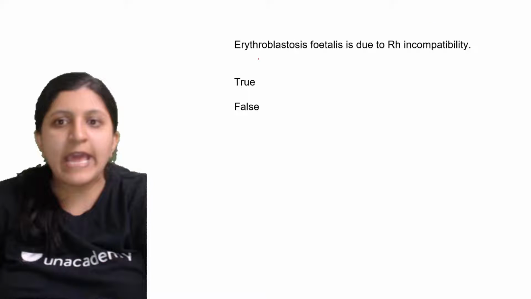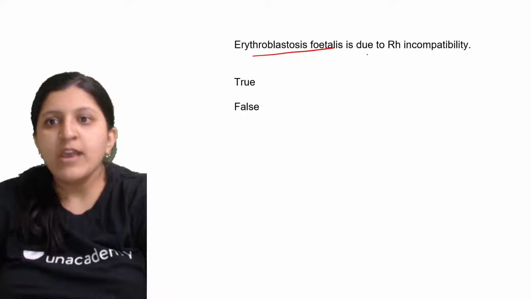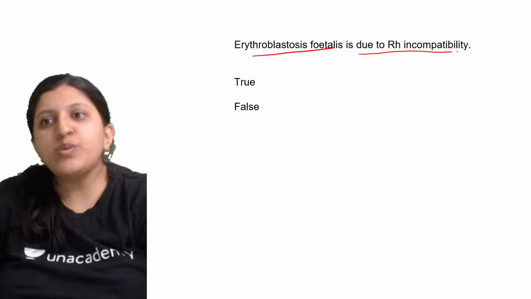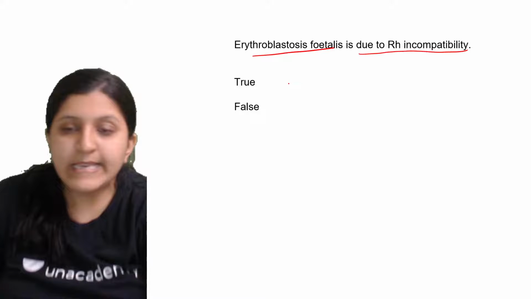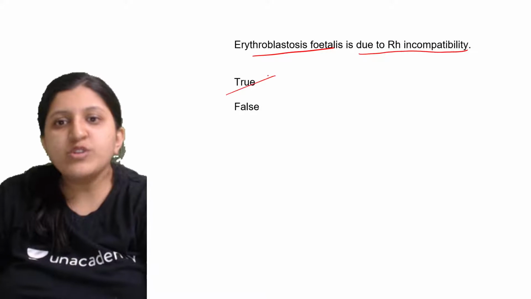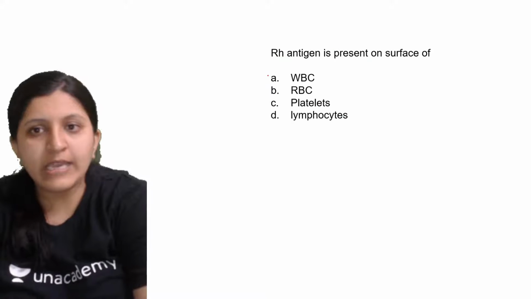When we mention erythroblastosis fetalis, this is due to RH incompatibility. Whether this is true or false, yes, this is true. It is because of the RH incompatibility itself.